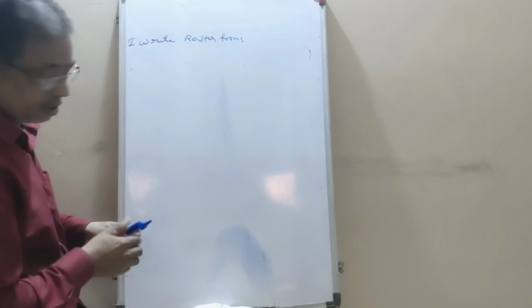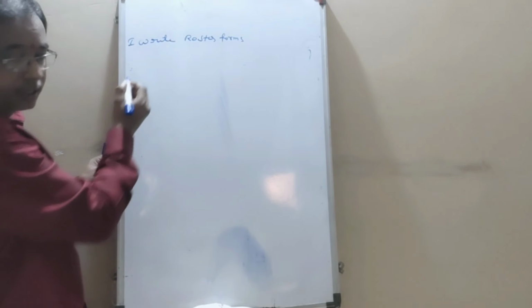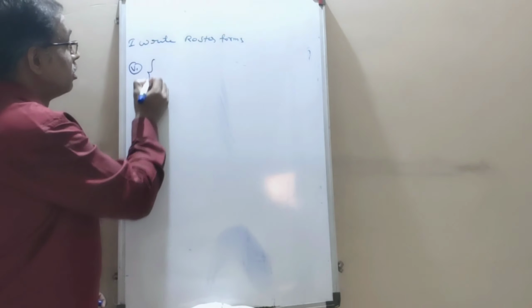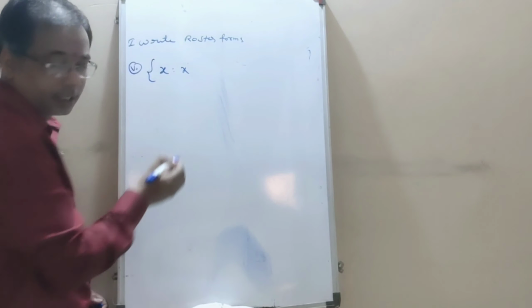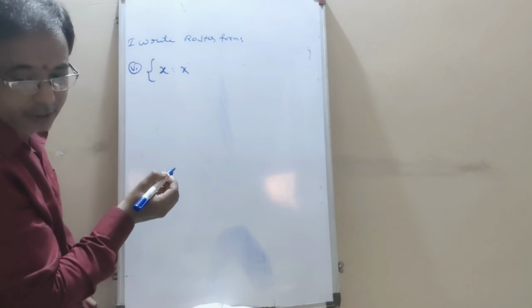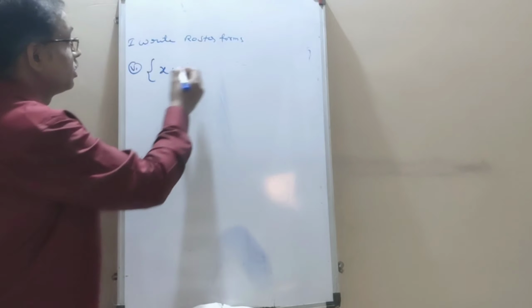Simple sums here. The next one is: x is a prime number and a divisor of 6. Already we see that one. So first let us see this one.